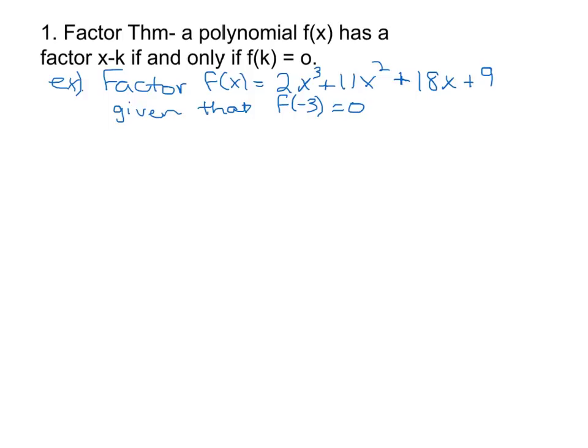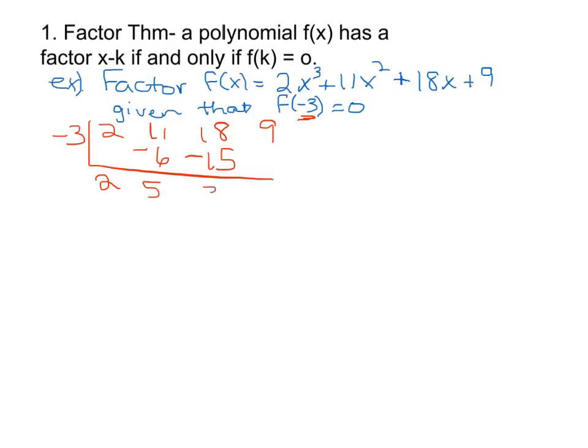Take a look at the problem that we have here. They tell us the k value, so the negative 3 is what's going to go on the outside. 2, 11, 18, 9. Double check, make sure you don't need to account for any zeros in there. Bring down your 2, multiply, negative 6, add to get 5. Negative 15, add, you get 3, you get a negative 9, and you get 0, which we expected to get. They told us if we evaluated at negative 3, we get a remainder of 0.